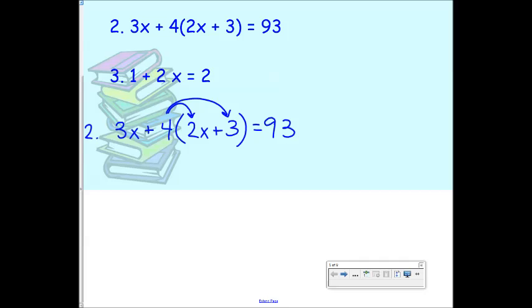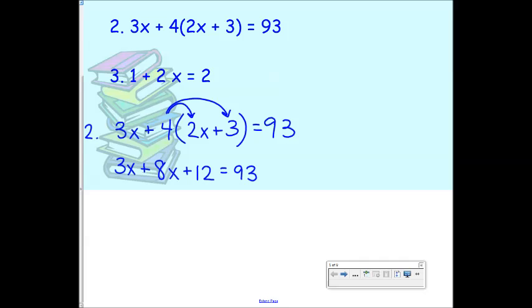I don't distribute the 4 to the 3x. Why not? Yeah, it's not in the parentheses. It's on the other side. So that's just going to stay 3x plus, what's this going to give me? 8x plus 12 equals 93. Good.